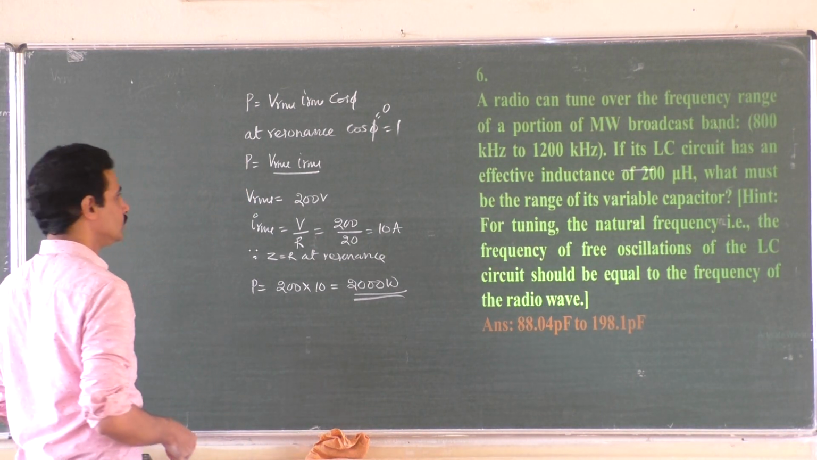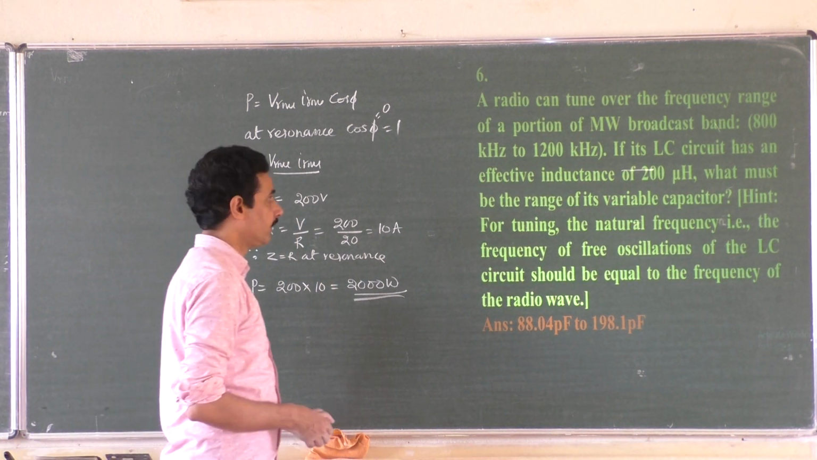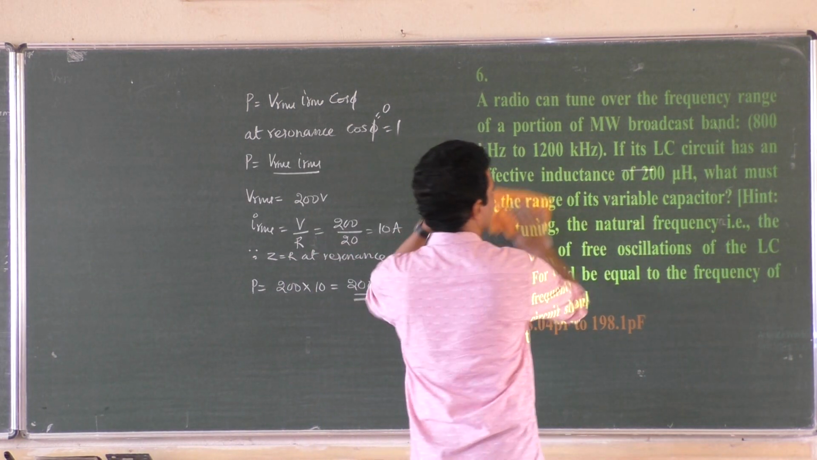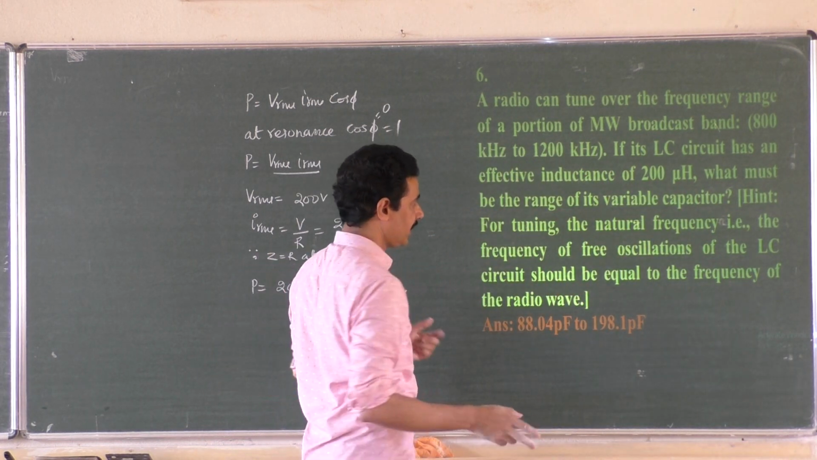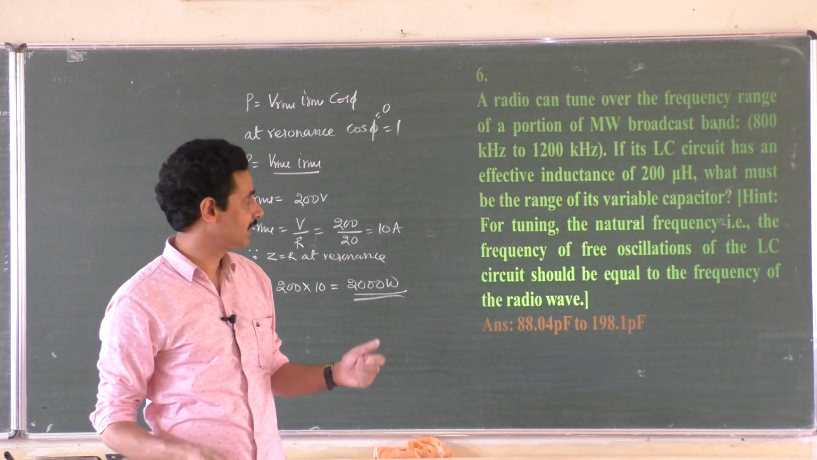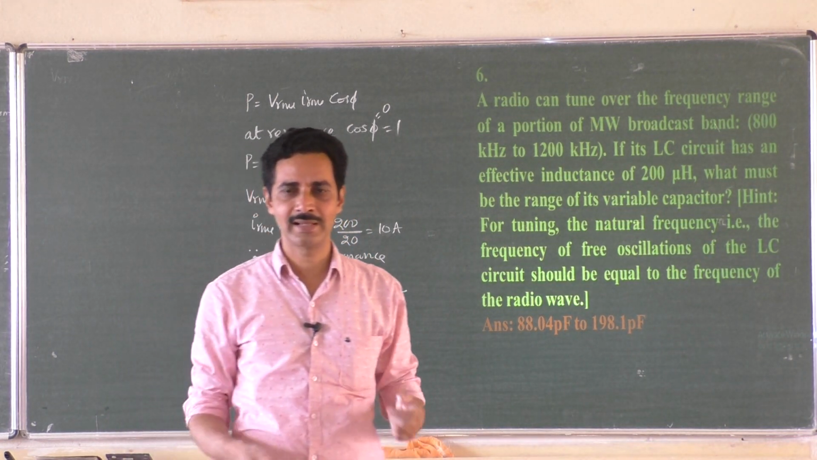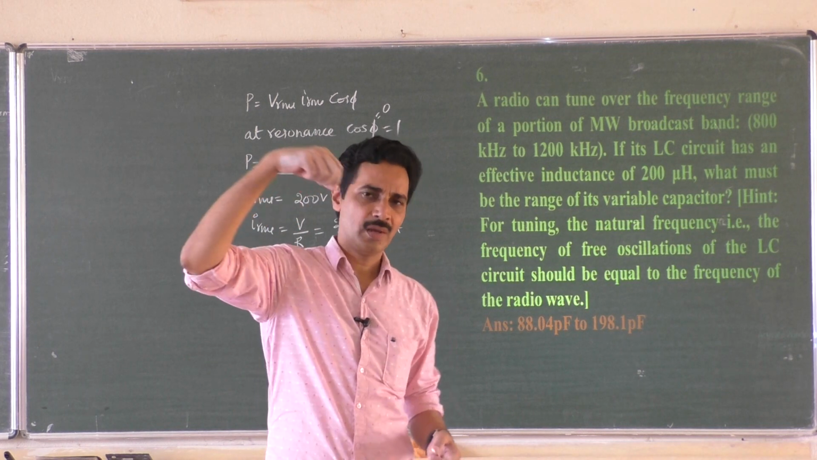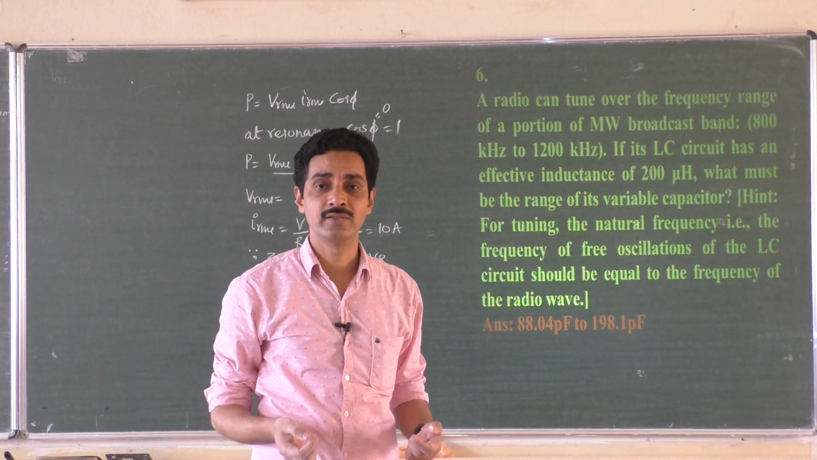A radio can tune over the frequency range of a portion of medium wave broadcast band. That means 800 kilohertz to 1200 kilohertz. So the radio has to work between these two frequencies, 800 kilohertz to 1200 kilohertz. That means the radio is not exactly picking up one frequency. Somewhere between 800 and 1200 kilohertz, it should have a natural frequency.